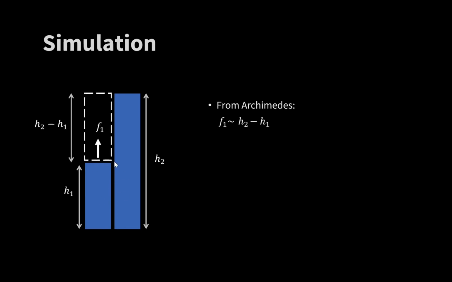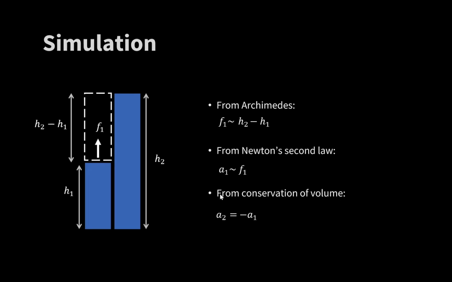In this situation, we can think of having a balloon here. Now the question is, what's the force acting on the balloon? From Archimedes' principle, we know that the force is proportional to the volume of the balloon. The volume of the balloon is proportional to h2 minus h1. This means the force acting on the balloon is proportional to h2 minus h1. From Newton's second law, we know that the acceleration is proportional to the force. From the conservation of volume, we know that if the column 1 is accelerated upwards, then the column 2 must be accelerated downwards by the same amount. So the acceleration of the second column, a2, is minus a1.